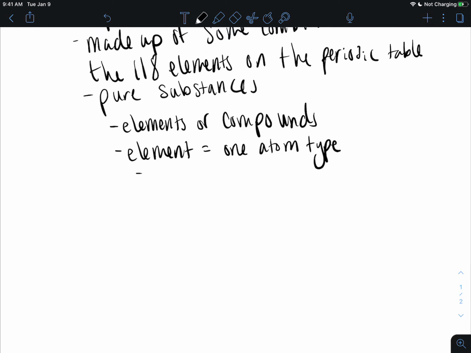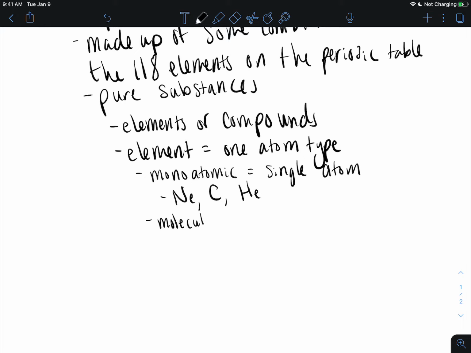With our element, we can either have monoatomic, so single atom, such as neon or carbon or helium, or we can have a molecular element. So these are going to have one atom type, but it's going to be more than one atom bonded together. So two or more of the same atoms bonded together.